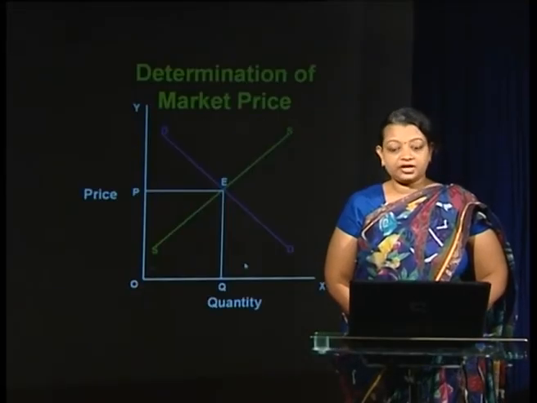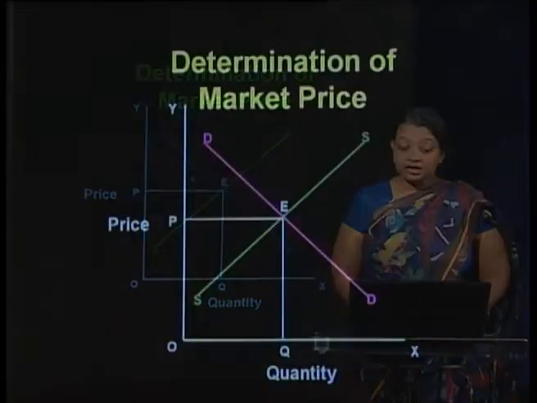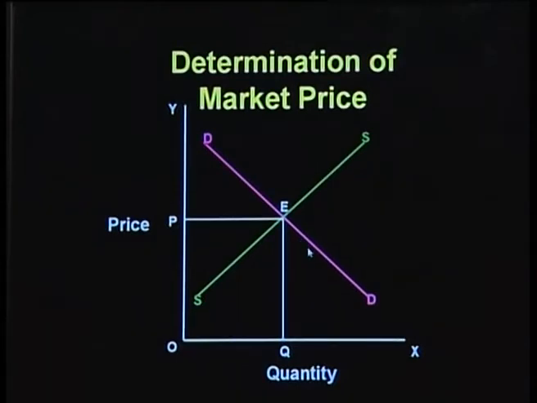It again will be more clear with the help of a diagram. In this diagram, DD is the demand curve and SS is the supply curve. The slope of the demand curve is negative and the slope of the supply curve is positive. They both intersect each other at point E. This point E determines the OQ quantity at OP price. This OQ quantity will be demanded by buyers and will be supplied by the suppliers at price OP.